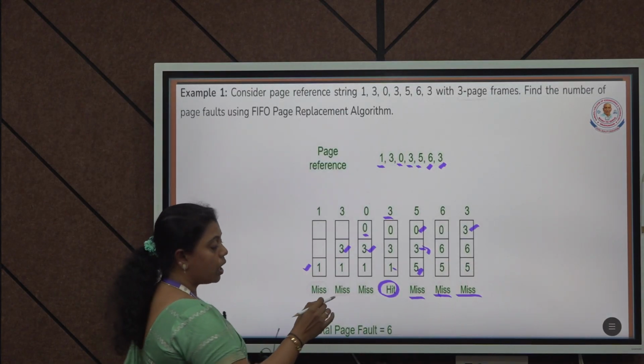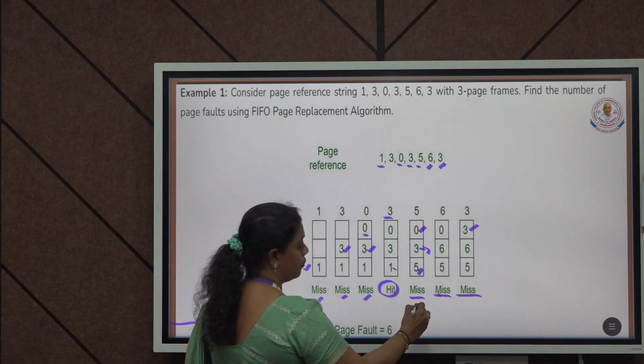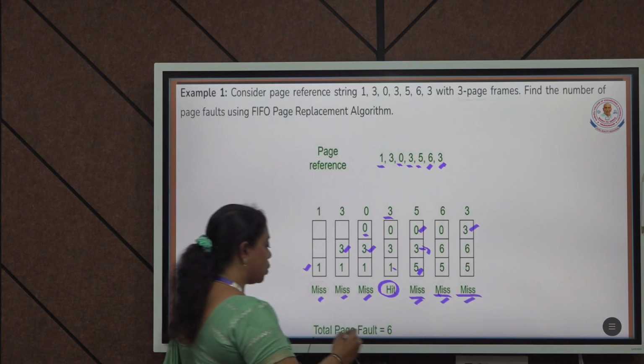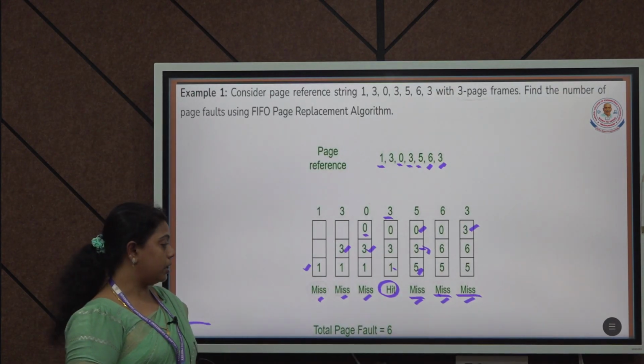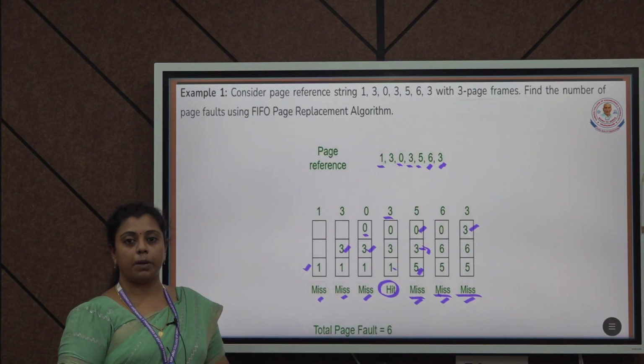So we have to count how many page misses there are. 1, 2, 3, 4, 5, 6. The total number of page faults that occur here is 6, based on the first in first out page replacement algorithm.